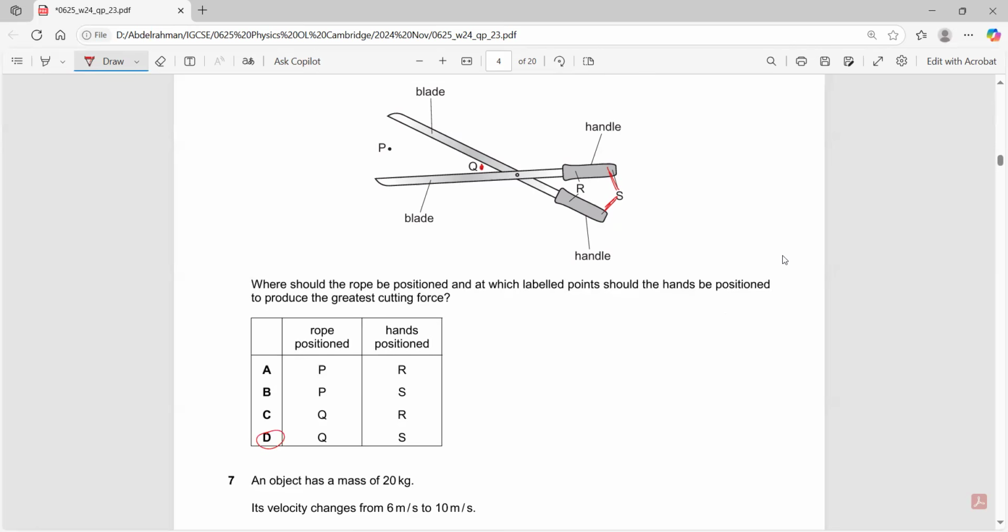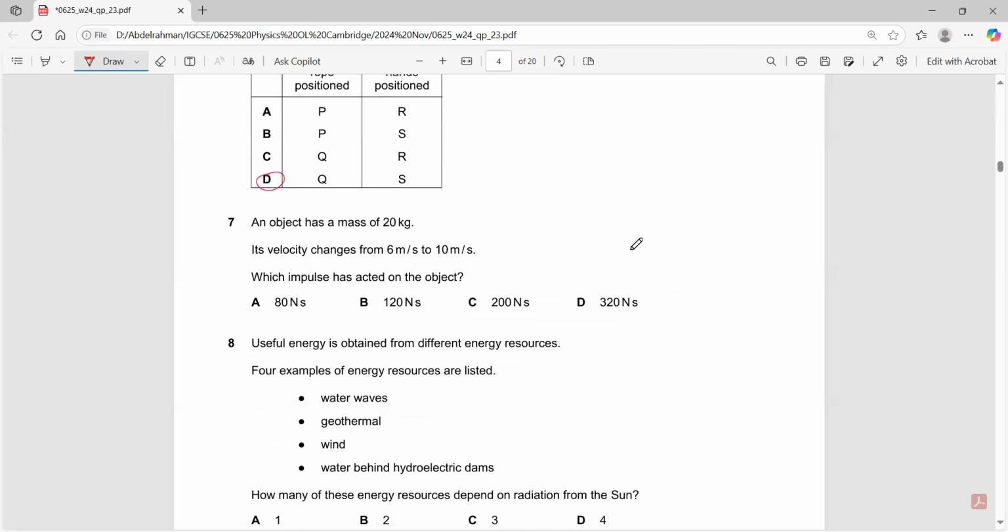Q and S, yes. An object has a mass of 20 kilograms, velocity changes from 6 to 10. What impulse? mv minus mu, the change in momentum, so 20 times 10 minus 20 times 6, which is 80.